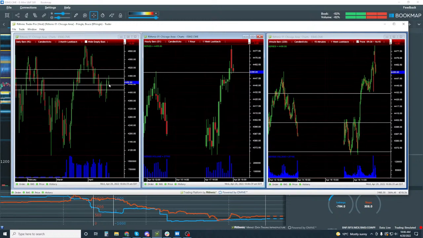Okay, so we're looking for strong rejection up here. And it's already showing us it filled the gap immediately, as you guys can see. And we spiked up above it. Sellers are still in control. Let's see if they take control now. We'd be looking for these moves down to retest into some of these areas here.